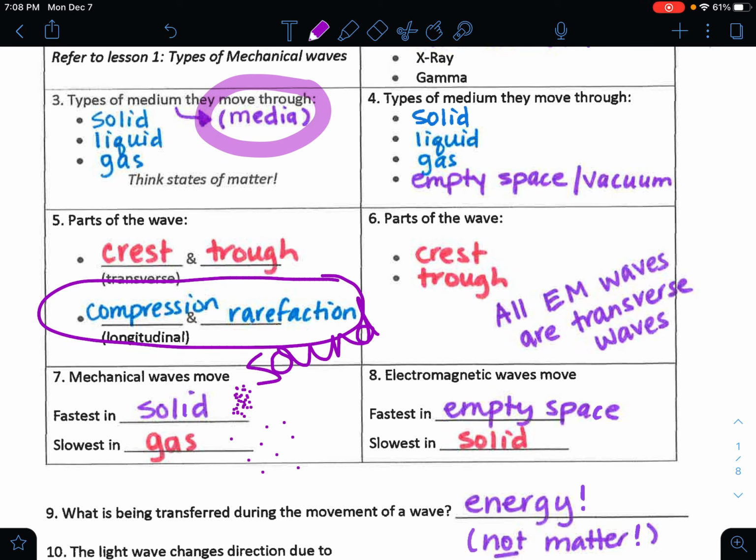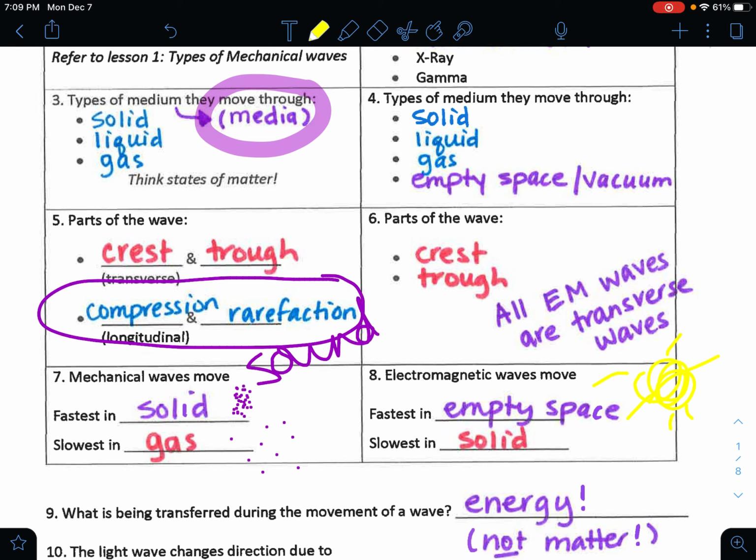Okay, so let's come on over to the EM waves. They are going to move fastest through our empty space. Well, that's because they are generated by the sun, right? And so we have the sun here, with the nuclear reaction, the hydrogen and helium fusion, giving off all of that light. So EM waves do not require matter to move.